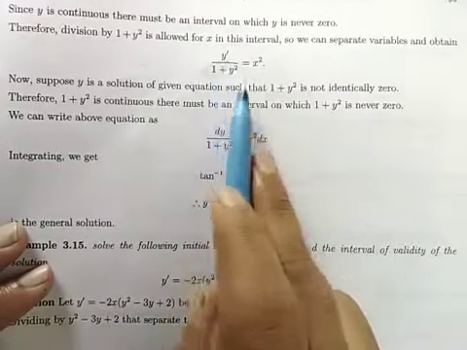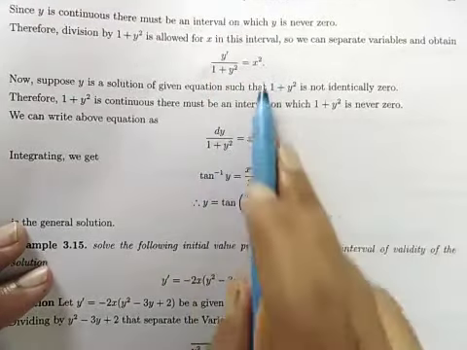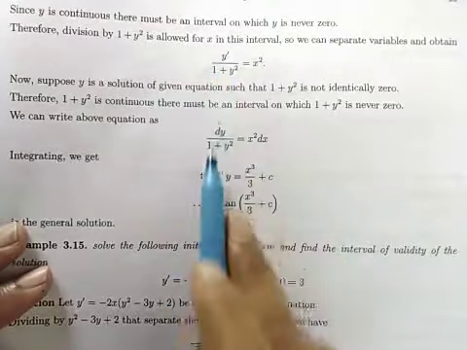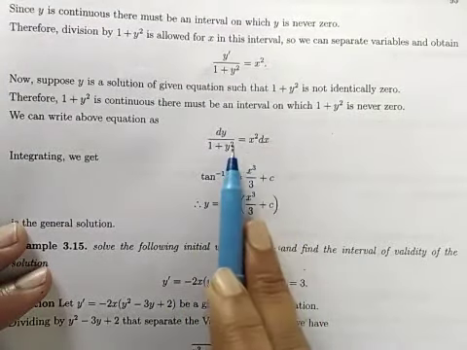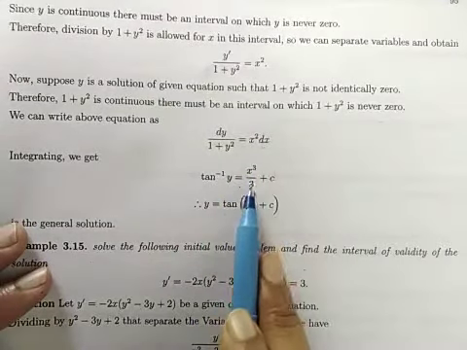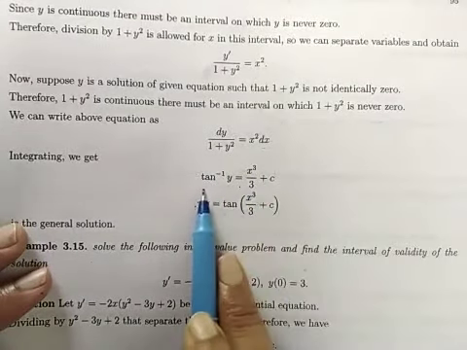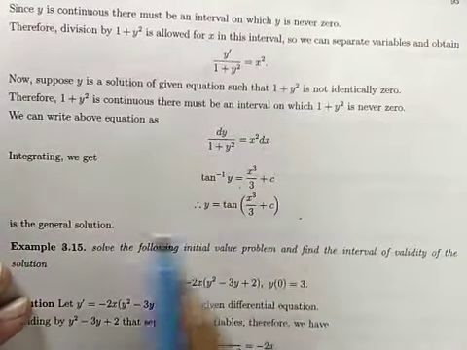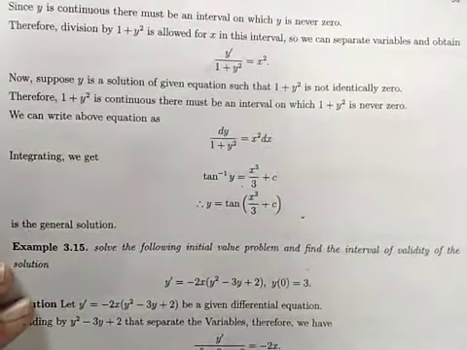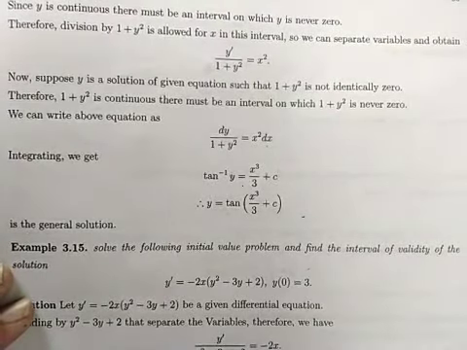That is, we can write it as dy/(1 + y²) = x² dx, because y' is dy/dx. Its integration on both sides gives tan inverse y = x³/3 + c. What does this imply? This implies y = tan(x³/3 + c). This is the required general solution.